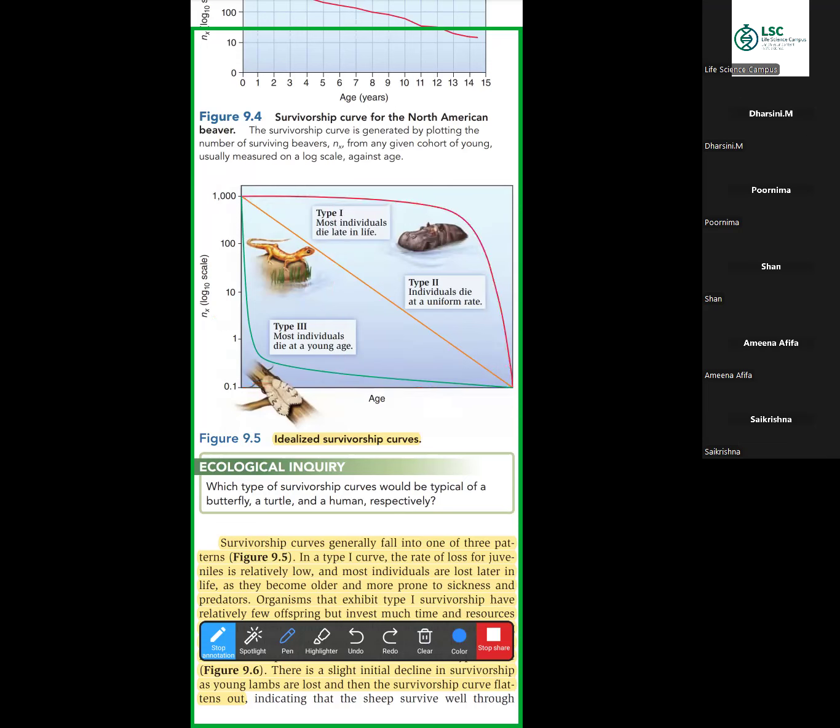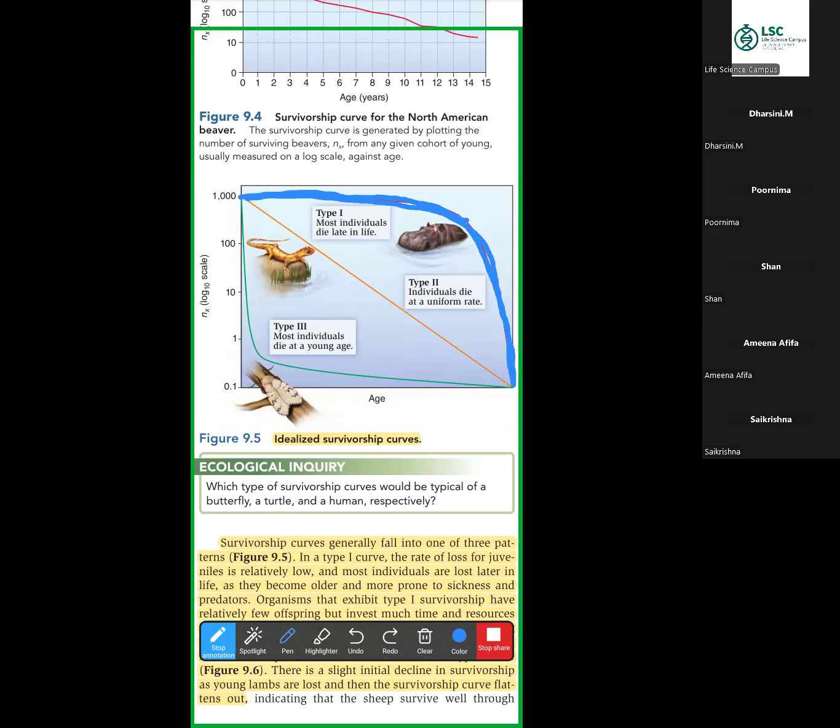Tell me once more. Okay, I will explain once more. This is the graph for type 1. Now concentrate on the type 1 survivorship curve only. I will explain one by one.